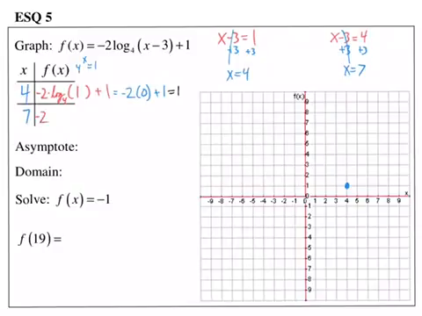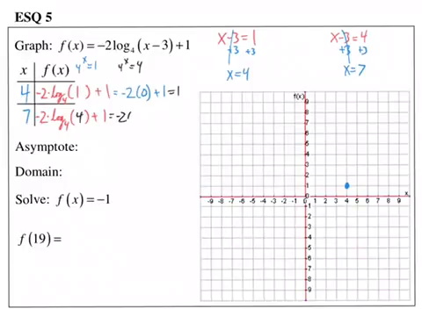Now, let's plug in 7. So, negative 2 log base 4 plus 1. When I plug in 7, 7 minus 3 is 4, so I'm going to put 4 right there. And 4 to the what power equals 4 is what this is saying. 4 to the what power is 4. That's what log 4 base 4 is. And that would be 1.